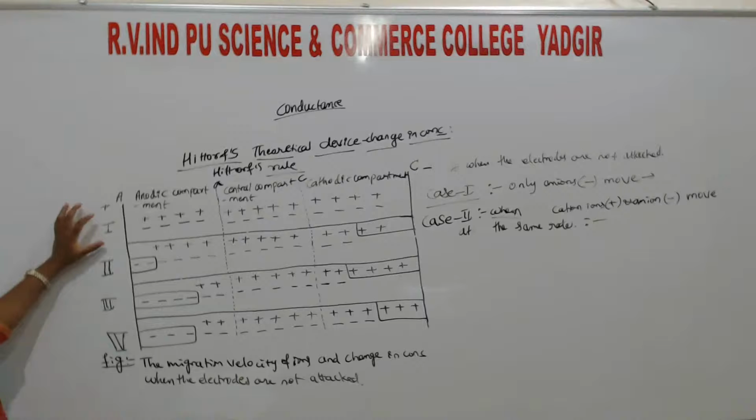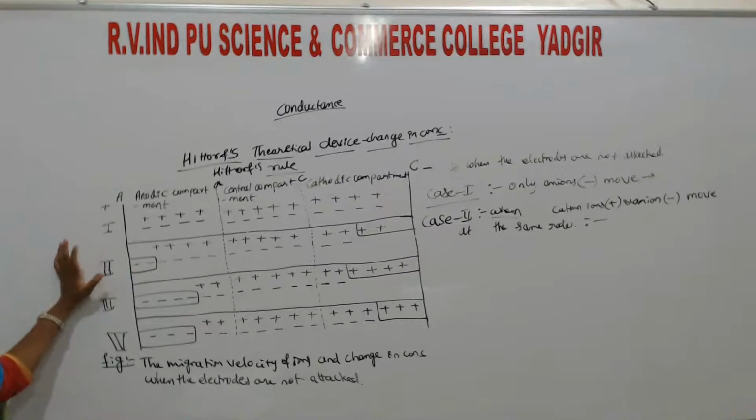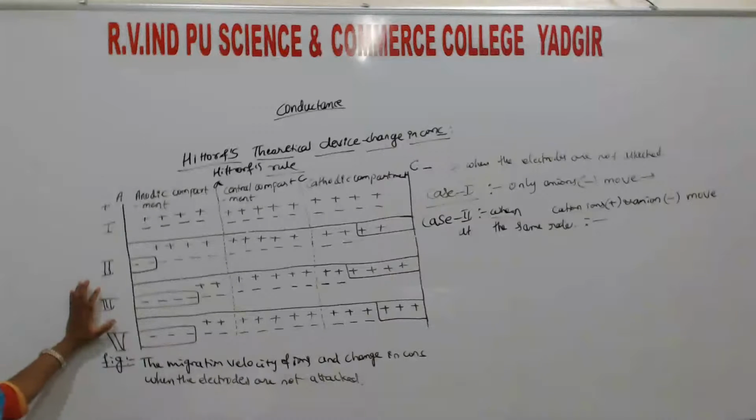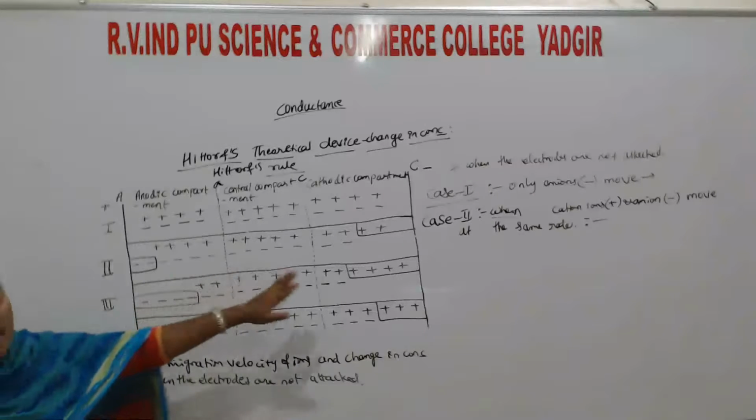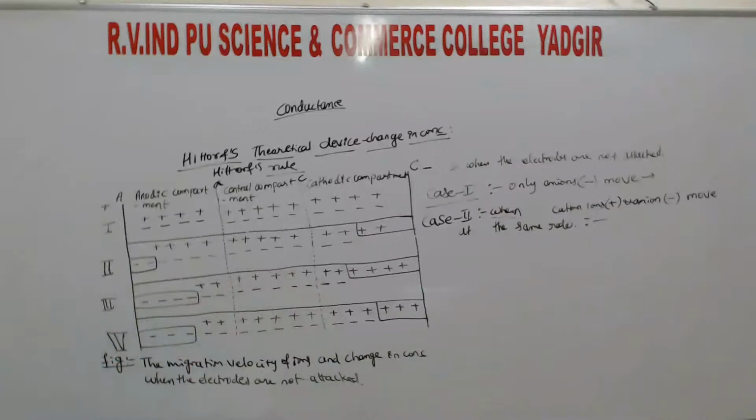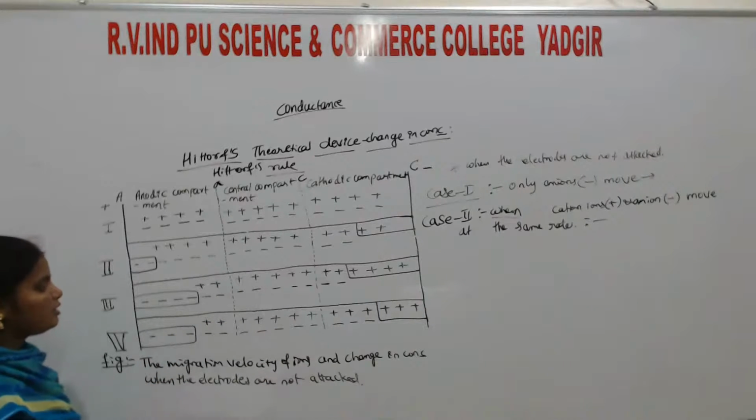Position first is no electrolysis. After electrolysis, you get position 2, and after continued electrolysis, you get a third position. In this case, there is a fall in concentration of 2 molecules in each compartment. Here 2 molecules, and here also 2 molecules. But we find the number of ions liberated at both the electrodes is the same.